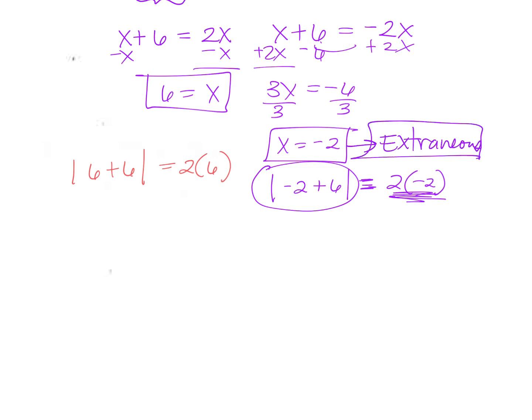Okay. This one, absolute value of 12 is 12. 2 times 6 is 12. That one checks out. So 6 is your answer. Negative 2 is extraneous. Okay.